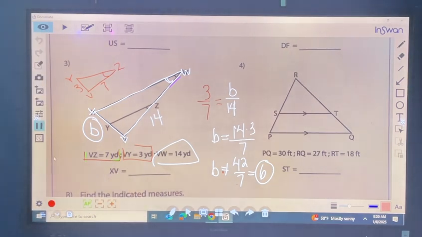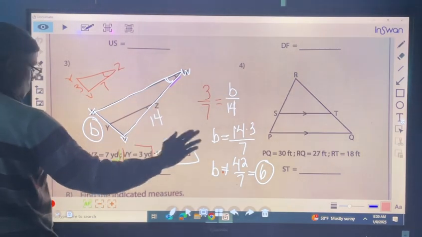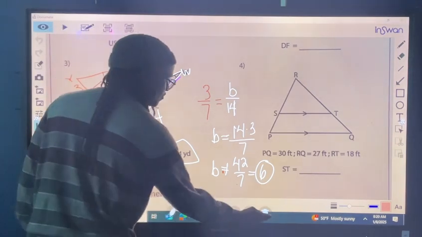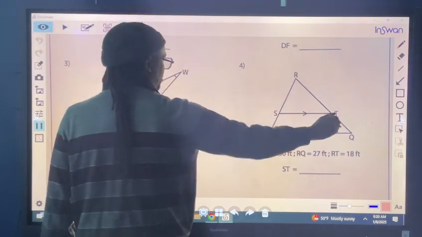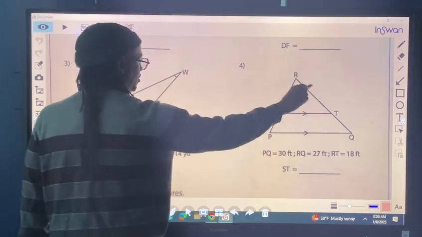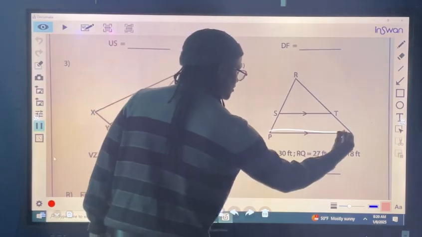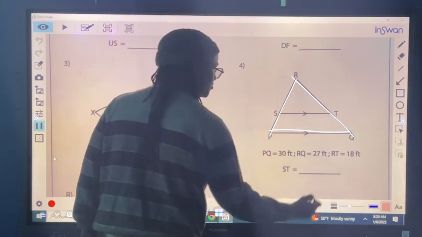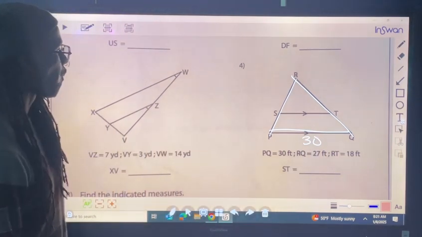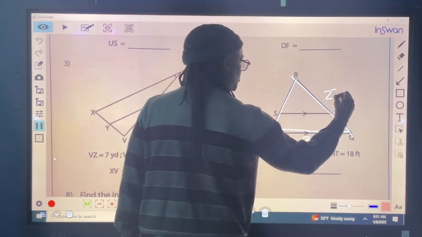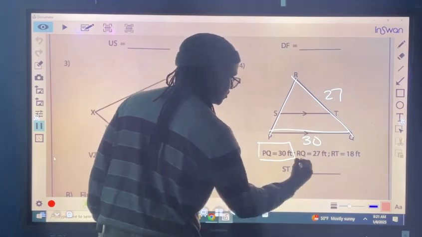Alright, you can see the two triangles in number 4. You can see the PRQ and the SRT are the two. So let's see what they gave us. In the white triangle, the bigger one, your PQ is 30. Your RQ is 27. So that's the two that they gave us in the big triangle.